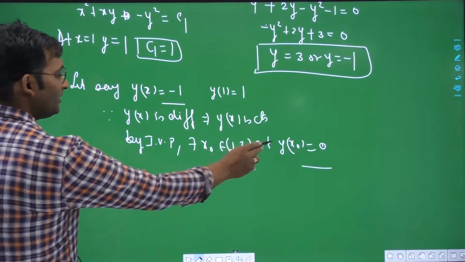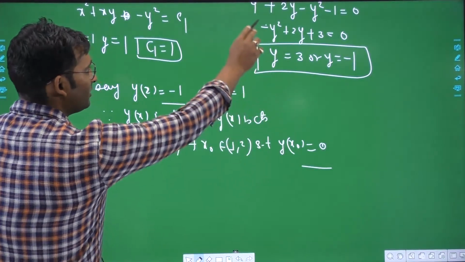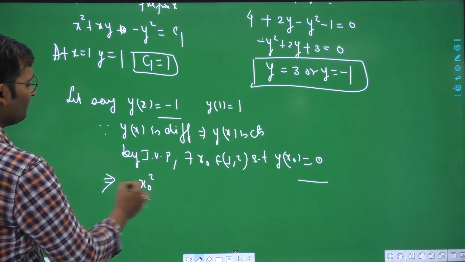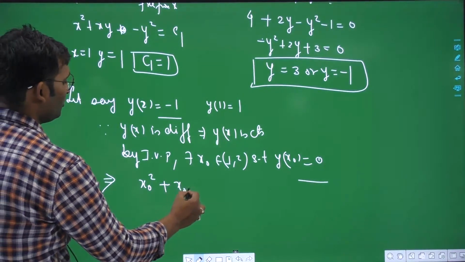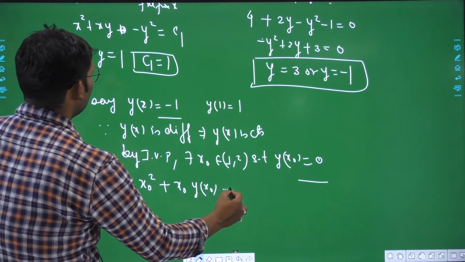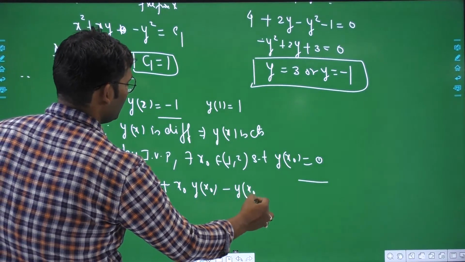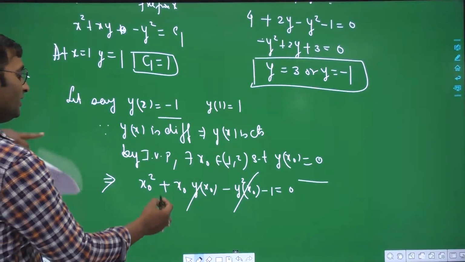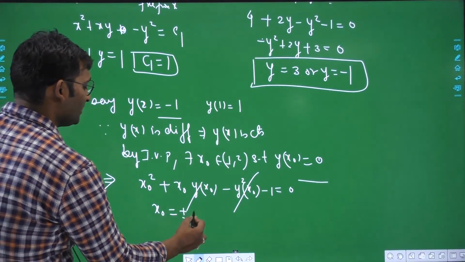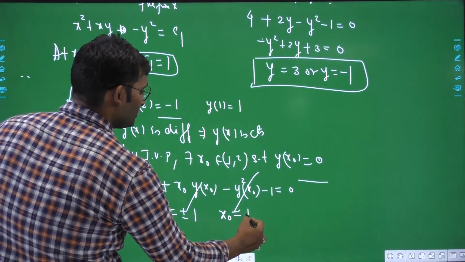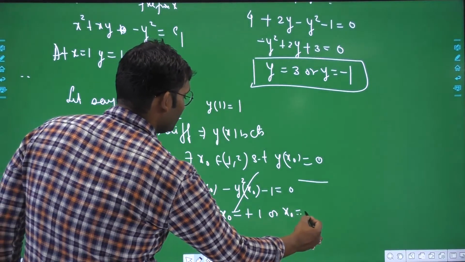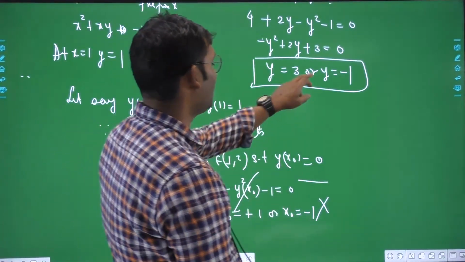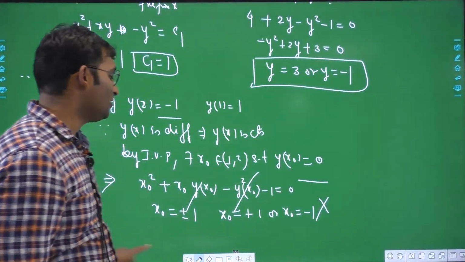That implies, let's assume that x naught is where y is equal to 0. So at x naught you are bound to have y as 0. So you have x naught squared plus x naught times y(x naught) minus y(x naught) whole squared minus 1 equal to 0. y(x naught) will be 0, so it implies x naught will be equal to plus or minus 1. So either x naught should be plus 1 or x naught should be minus 1. x naught cannot be equal to minus 1, since the domain of the function is defined from 9 by 10 comma 3.